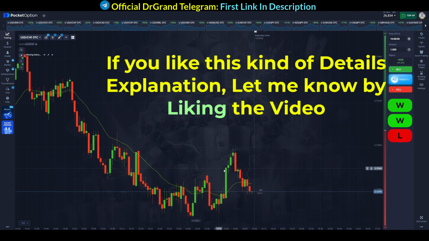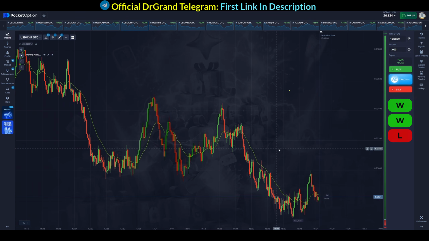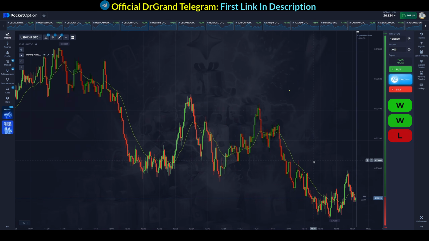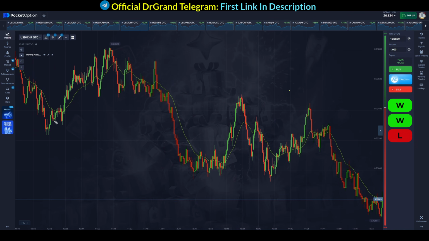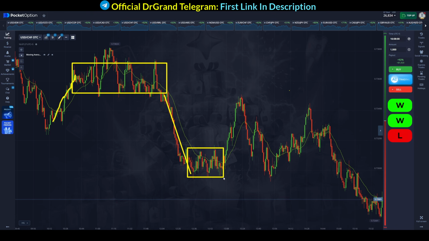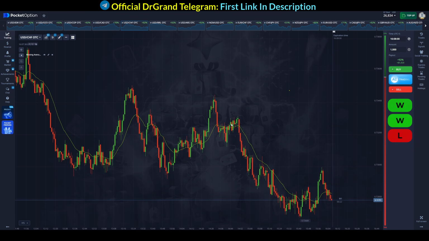Okay, look at this one. Let's analyze this together, okay? First I zoom out to see market movements. So market moves like this. Movement, consolidation, another movement, consolidation, movement, no consolidation, movement, price channel, and then now movement, consolidation, breakout.